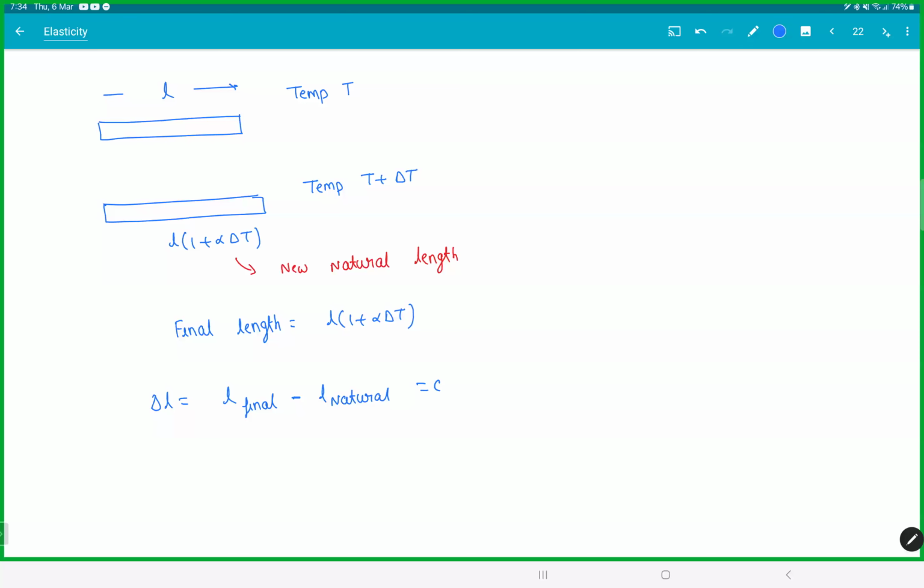In this case, it is 0. The body will say, at this temperature, I was supposed to be L into 1 plus alpha delta T, and I'm L into 1 plus alpha delta T. So there's no problem for me. You're getting the difference?